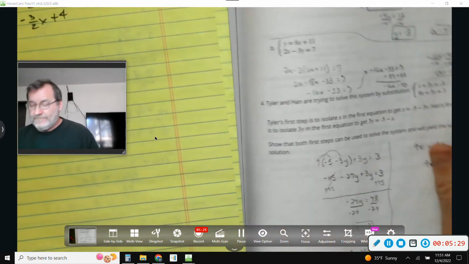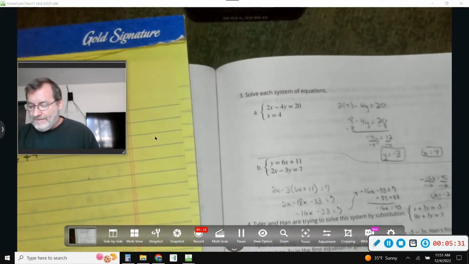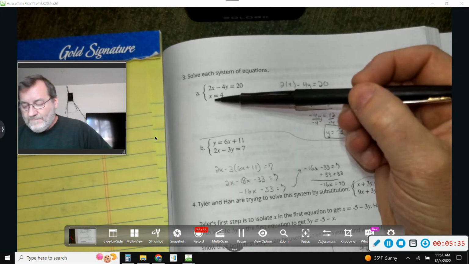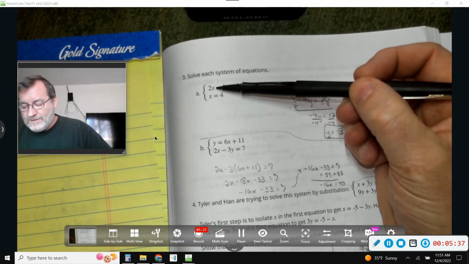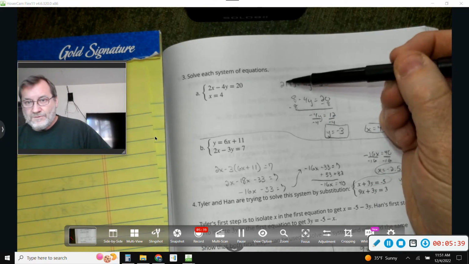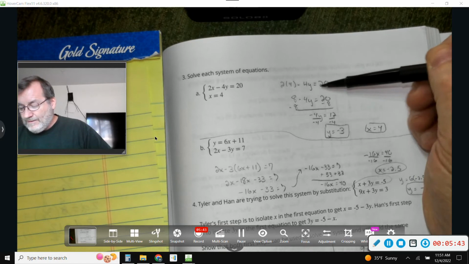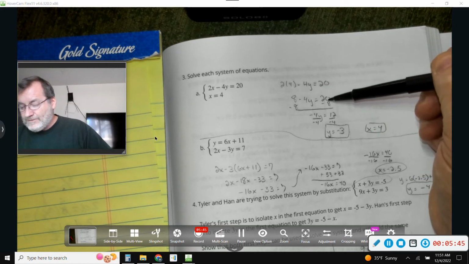Alright, next one here at the top. It says solve each system of equations. Easiest way for here, take the x equal to 4, substitute it in. So 2 times 4, that's an 8, minus 4y equals 20. Subtract the 8 to the other side.